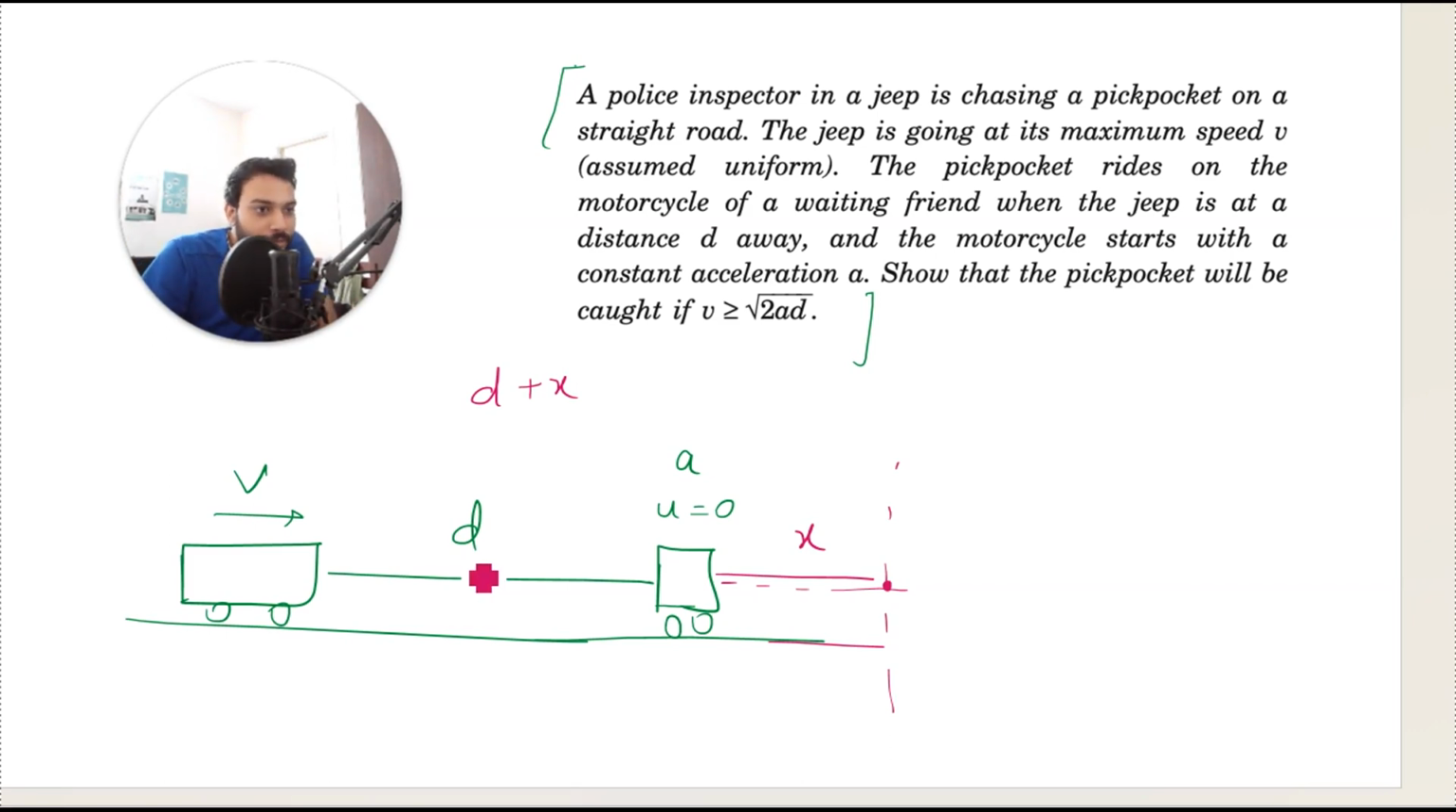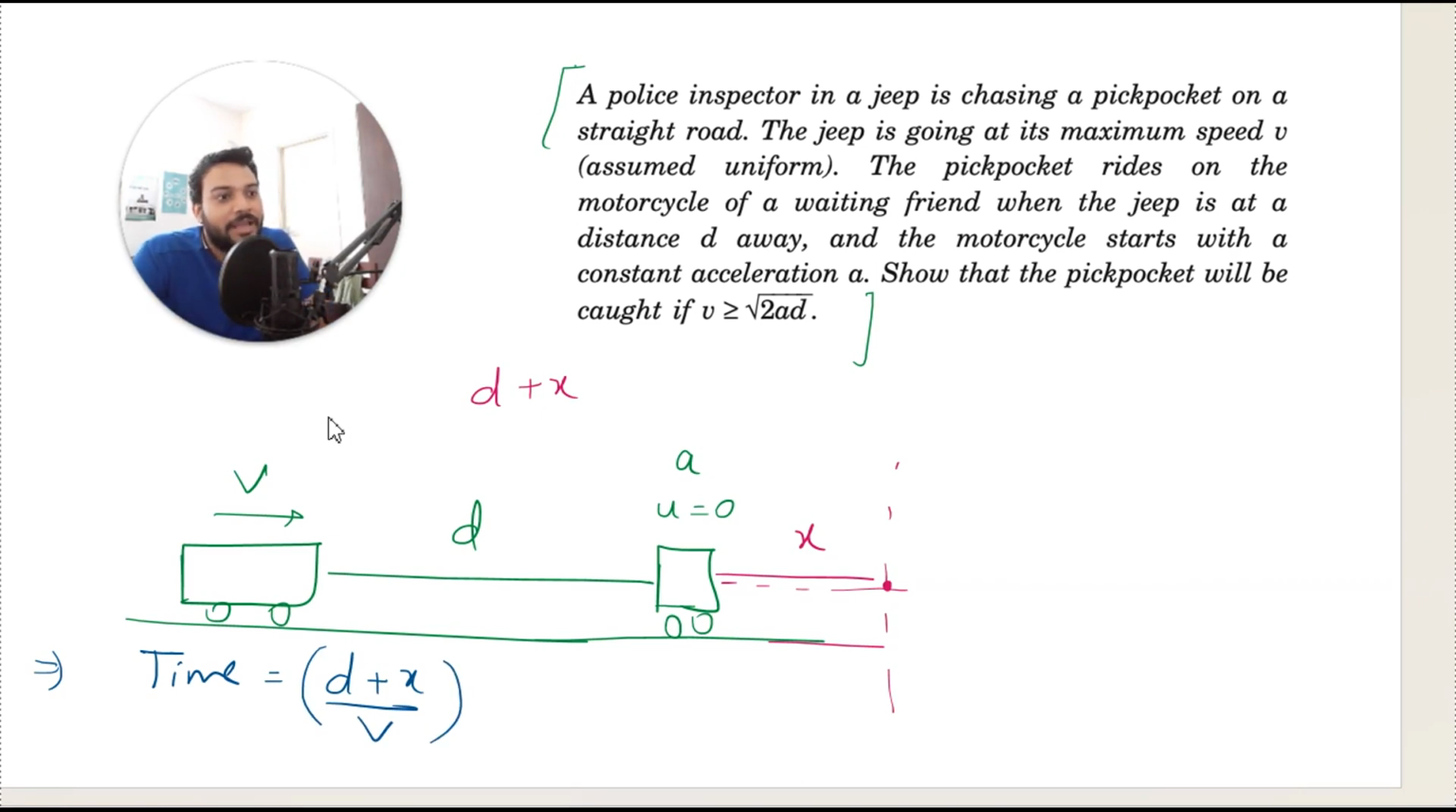So let's see what time is taken by the police jeep. That's plain and simple because there's no acceleration. So time is equal to distance d plus x over speed v. This is the time taken. Now this time would be the same time that should be taken by, or greater than this, that should be taken by the pickpocket to cover distance x.